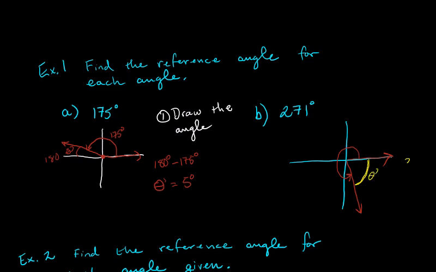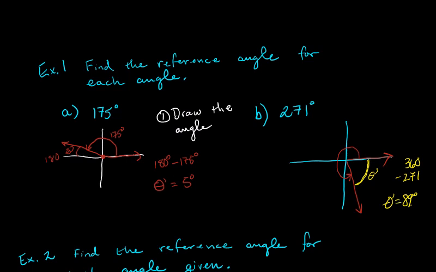So I would actually want to do 360 minus 271. And 360 minus 271 would be 89 degrees. I'll learn how to use my stylus. 89 degrees. And there we go. All right, so those would be our reference angles.